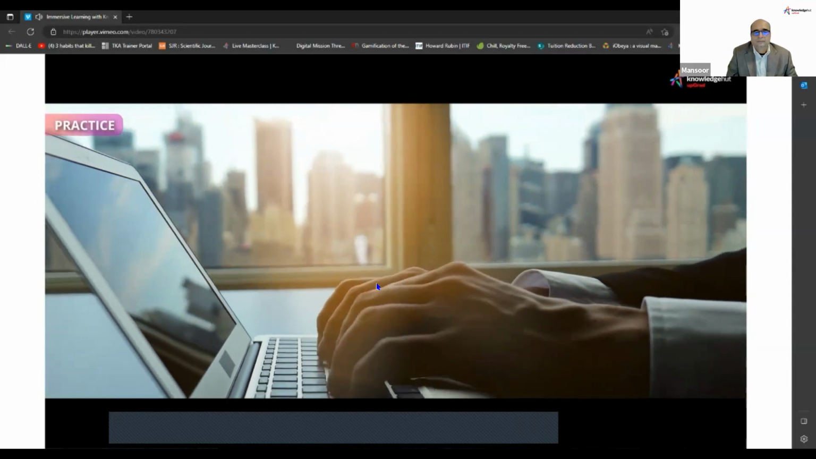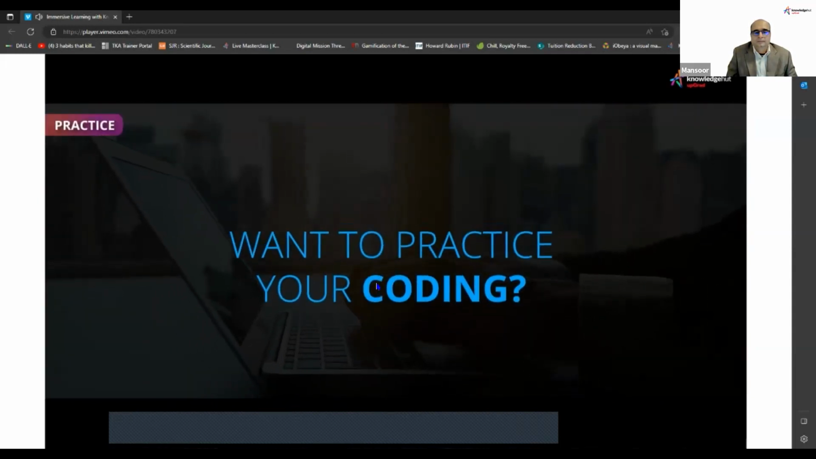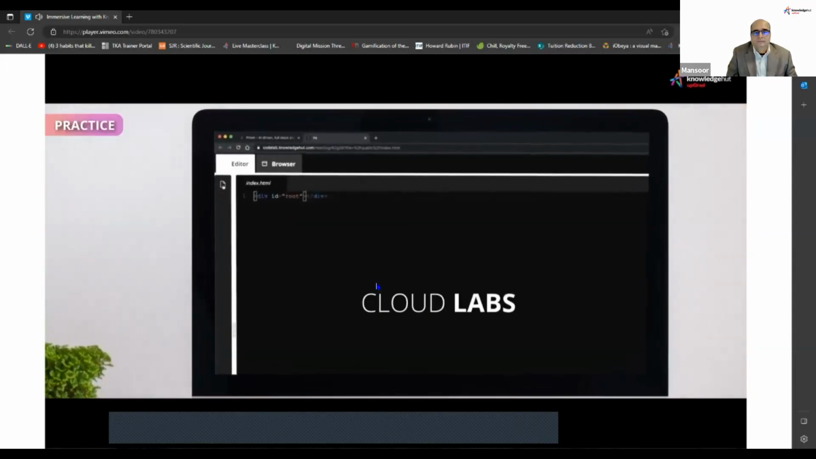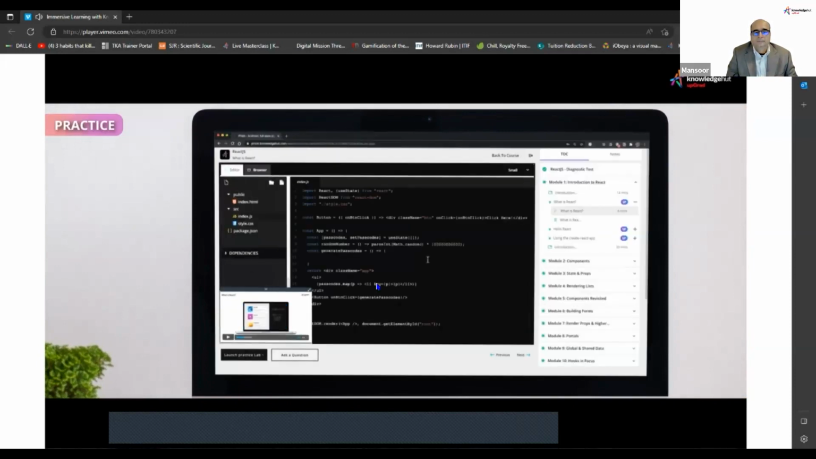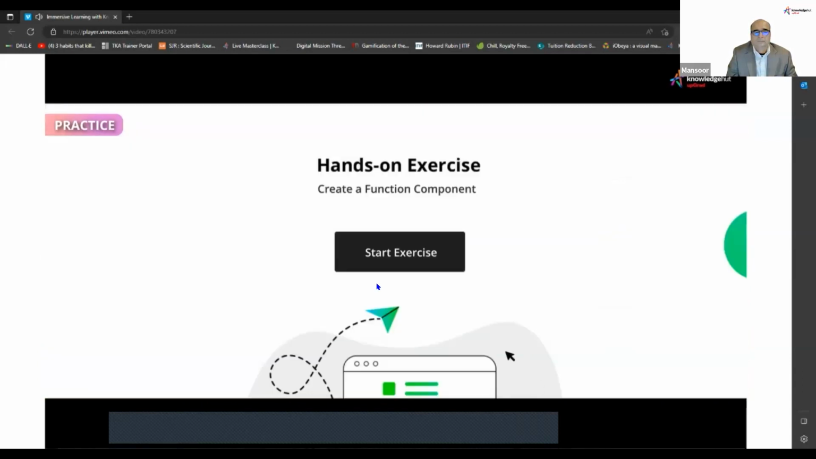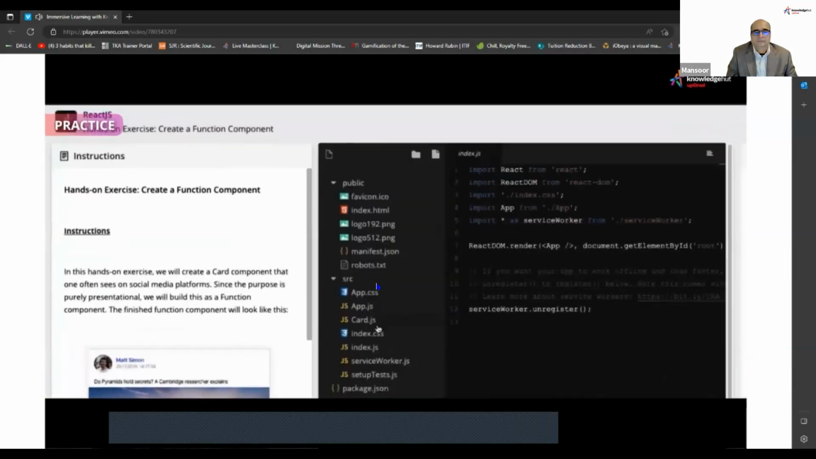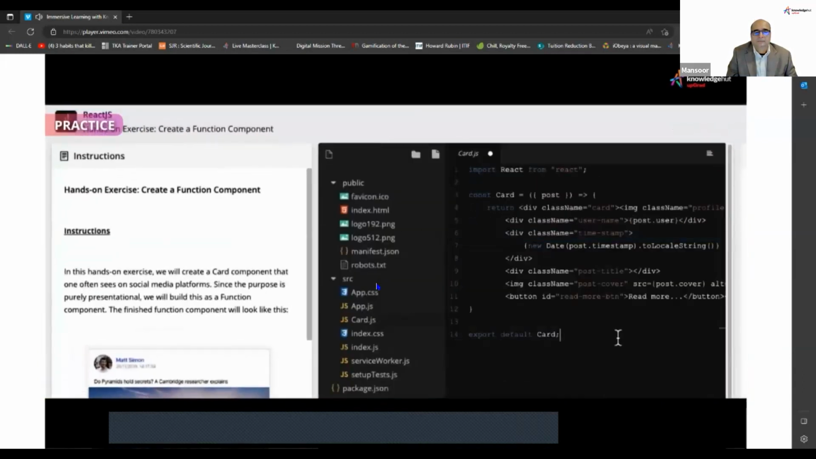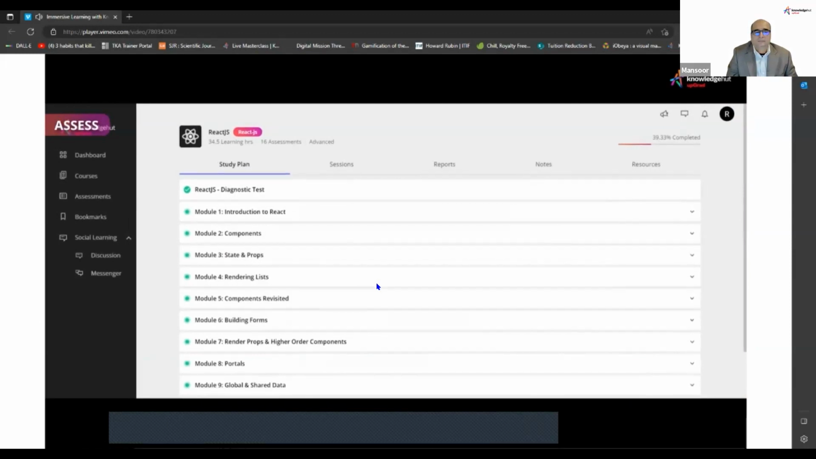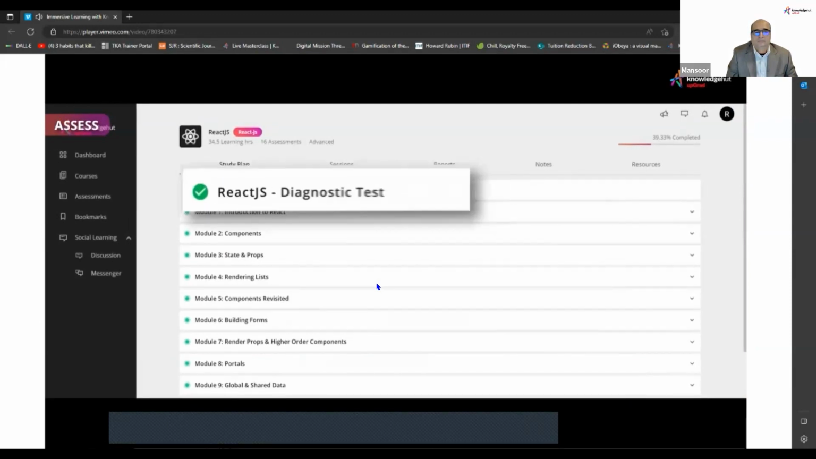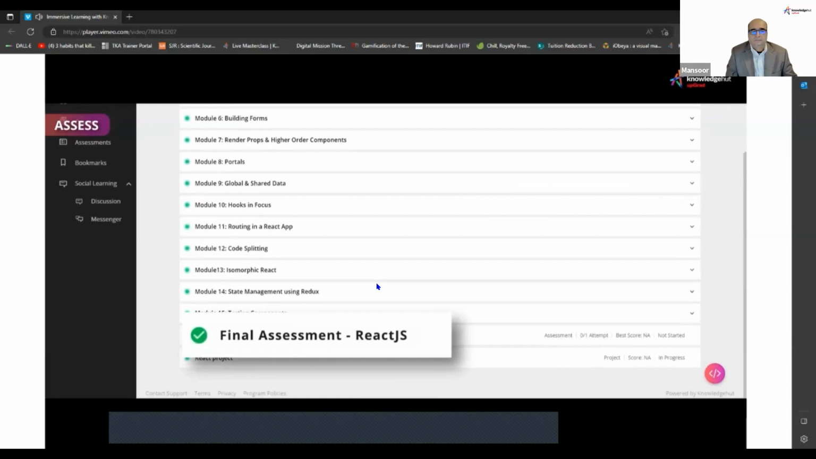Practice is crucial to your learning process. Want to practice your coding? Access our playground labs anytime, anywhere. Guided hands-on exercises help you gain confidence and get productive right from the get-go. Test your subject matter comprehension through diagnostic, module level and final assessments.